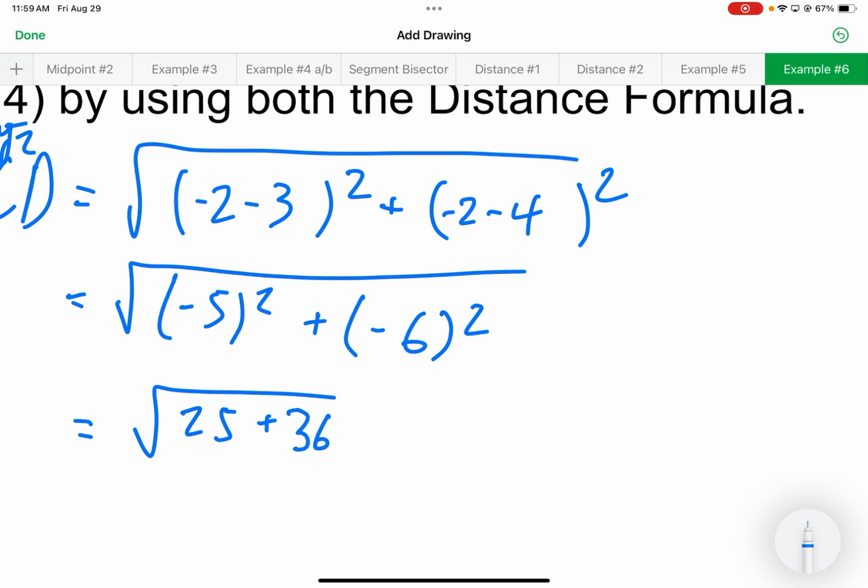Good. And what's 25 plus 36? Great. Okay. That's just shy of 64. So it's like 7.89. I don't know what that one is. Anybody check it? What is the square root of 61?